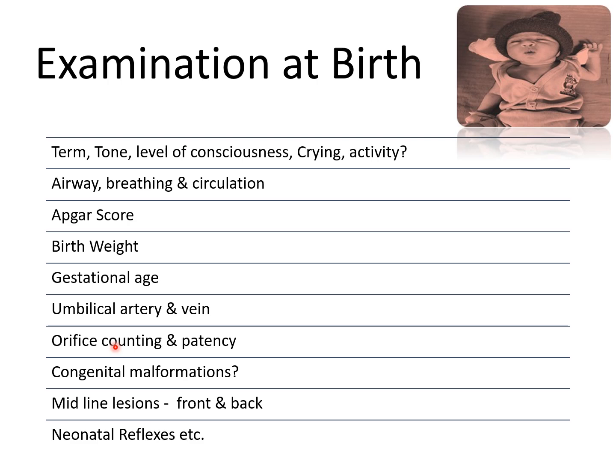For the nose and the anus, we should check the patency by a nasogastric feeding tube, to rule out choanal atresia and anal atresia. Other congenital malformations and midline lesions should be checked over the front and back. Neonatal reflexes should be assessed.